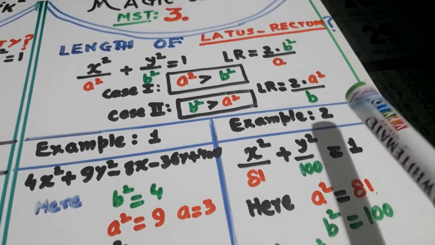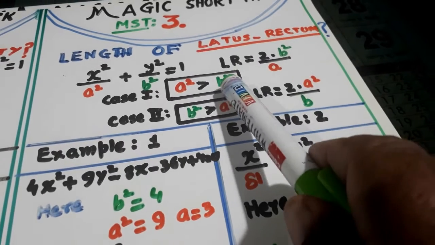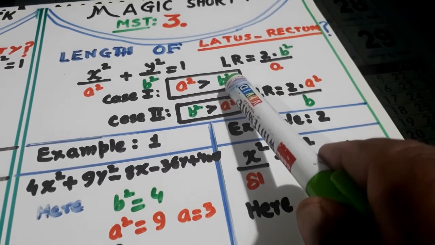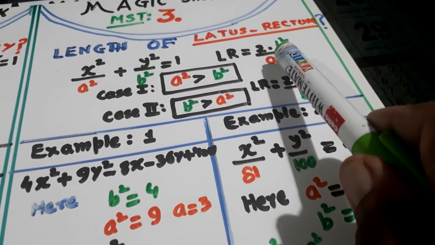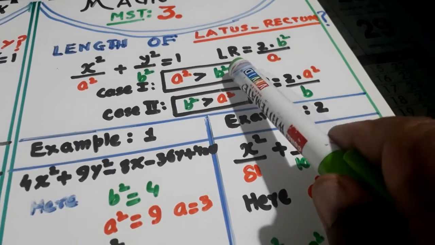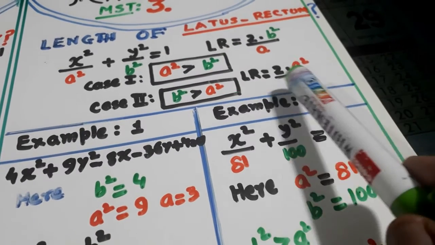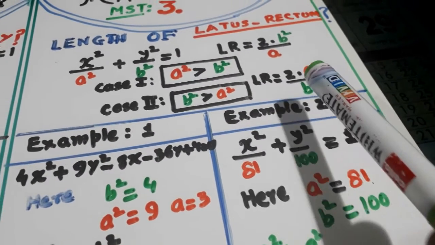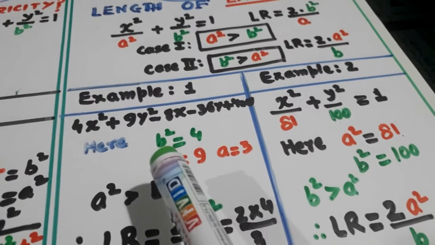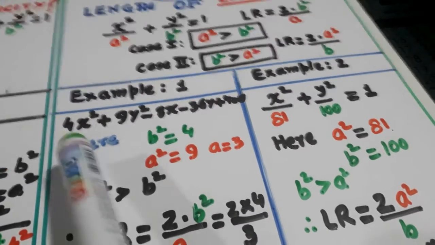So now you know that to find the latus rectum, this is the smaller part: 2b square over a in one case, and 2a square over b in the other. So now let us go to this. Here b square is 4.